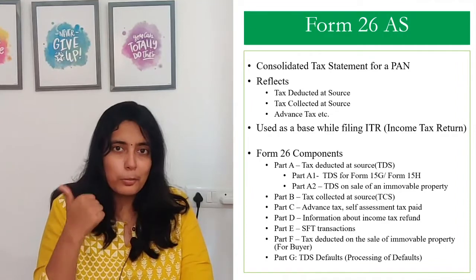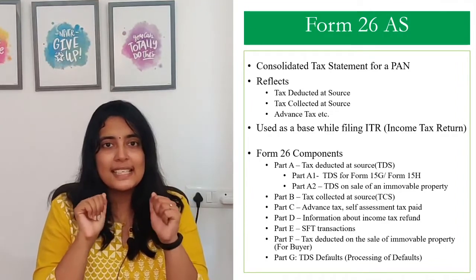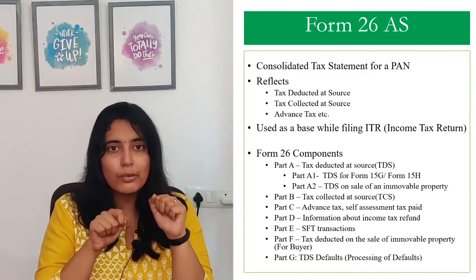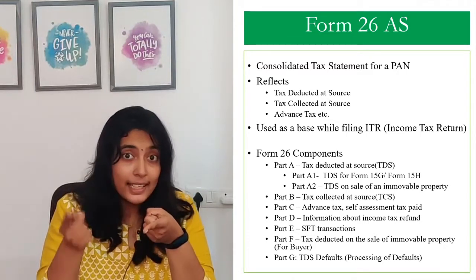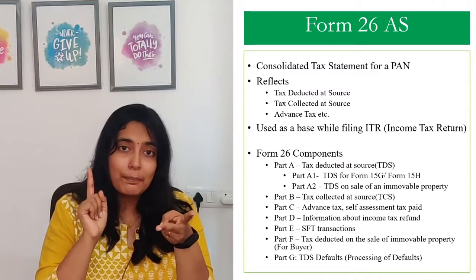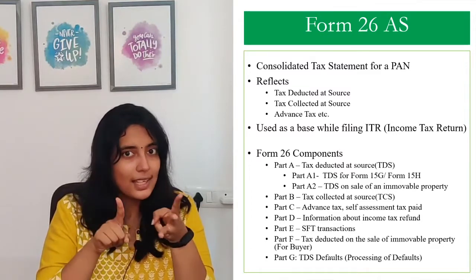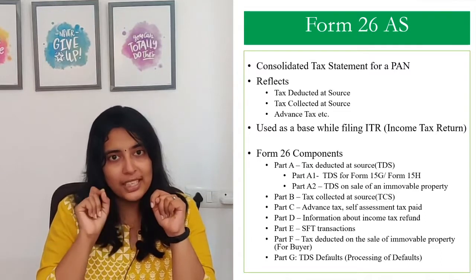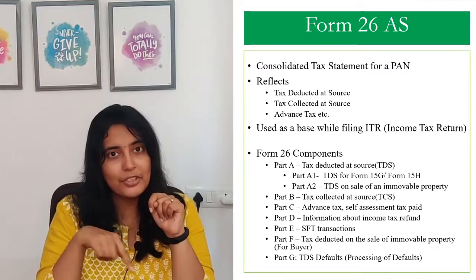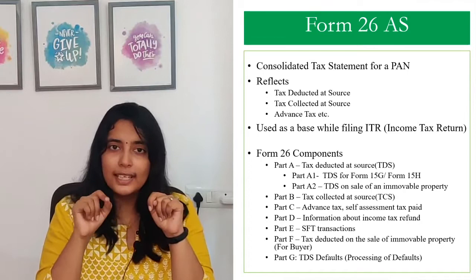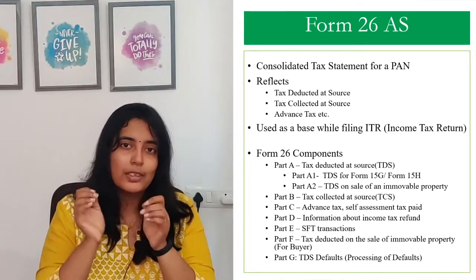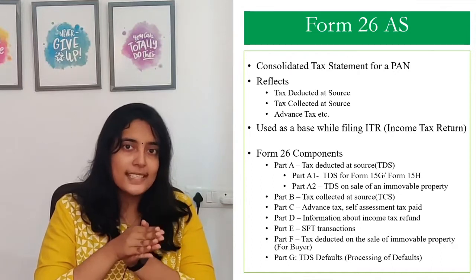First, let's talk about Form 26AS. Form 26AS is a consolidated tax statement. It contains details about the taxes that you paid directly or taxes that are paid on your behalf or taxes that are collected by you within a single financial year. So this Form 26AS gets issued for every financial year and you can download it directly from the income tax website. We will see later on how to do this download. Now coming back to the Form 26AS.